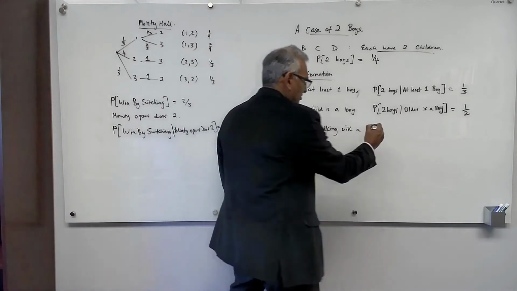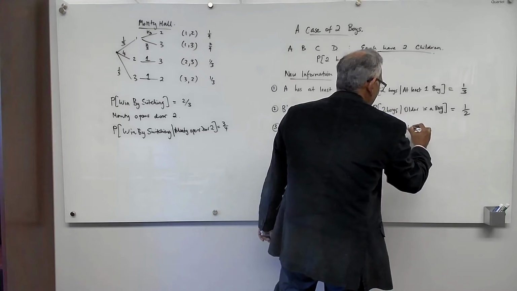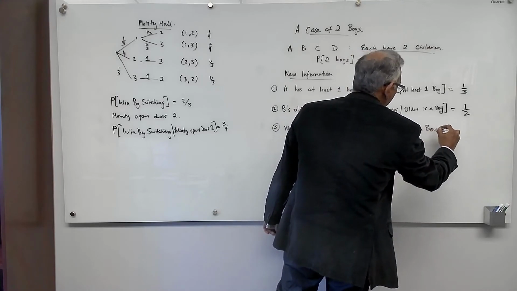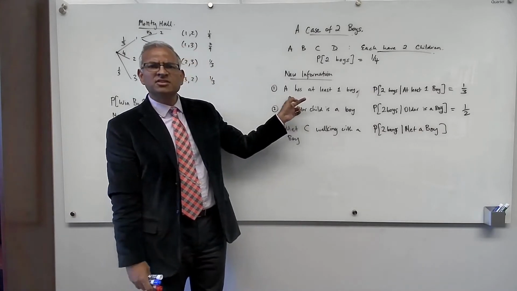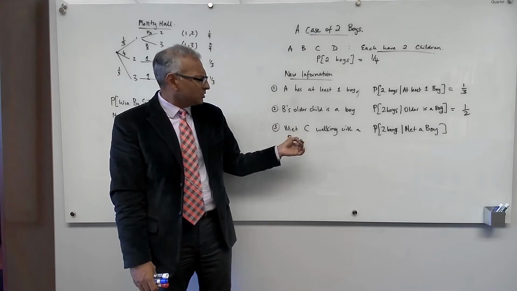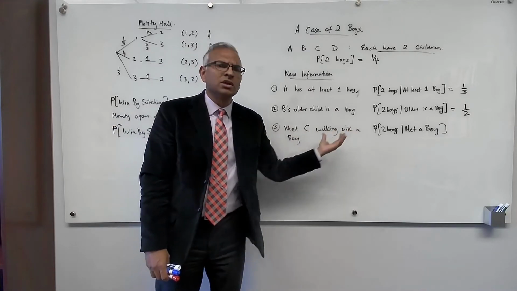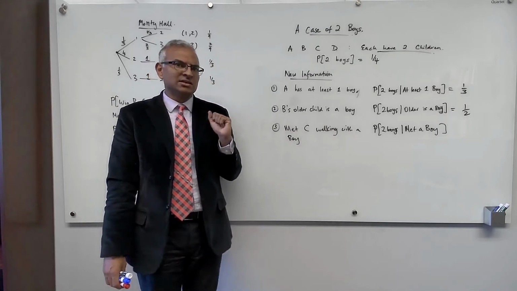Okay. So what is the probability of 2 boys given that you met a boy? And you might wonder, how is this any different from the first situation where you told me that A has at least one boy? Isn't this exactly the same? You met C while walking with a boy. Doesn't that just tell you that C has exactly one boy? This is where conditioning is subtle.